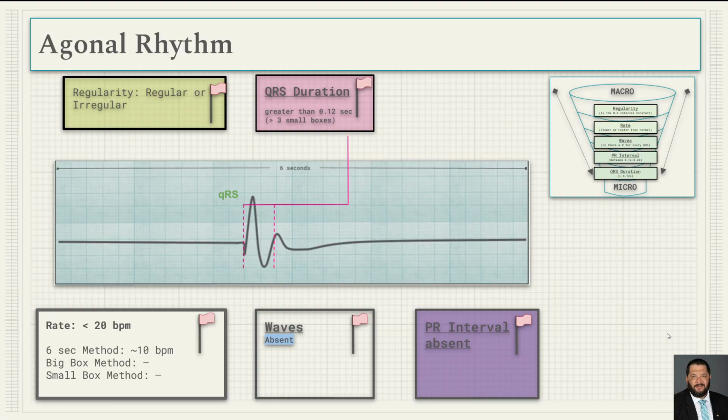The agonal rhythm is oftentimes a random beat in an otherwise period of electrical silence. This can be a sinus beat, it can be an aberrant ventricular beat, or any other random dying impulse of electrical activity that you may see in an otherwise electrically silent ECG.